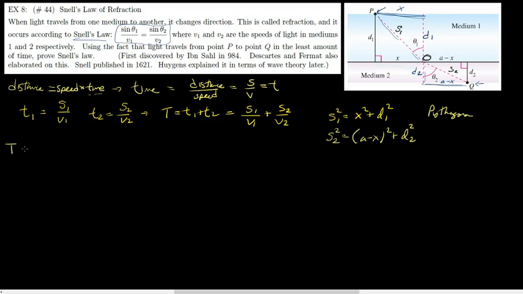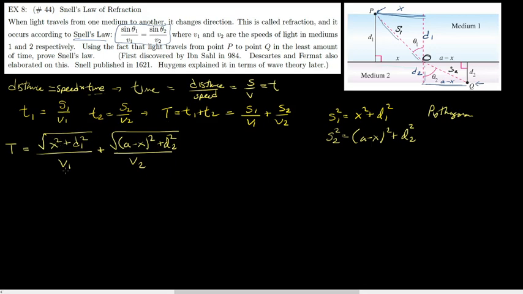So now we have t is equal to S1. Oh, I guess we have to take the square root now, right? So S1 itself is the square root of x squared plus d1 squared, all divided by v1, plus S2, which is now the square root of this mess here, a minus x squared plus d2 squared, over v2. Sorry, just v2. Okay, so this is t.